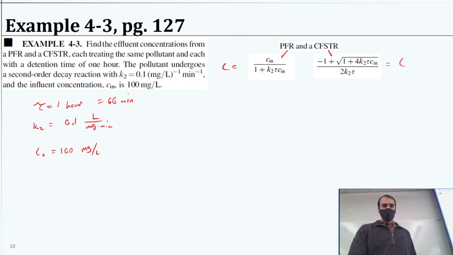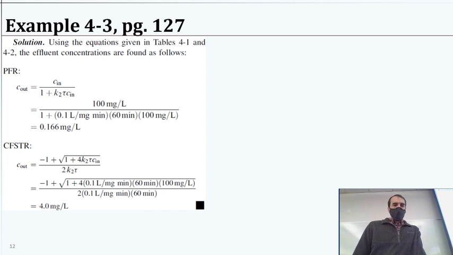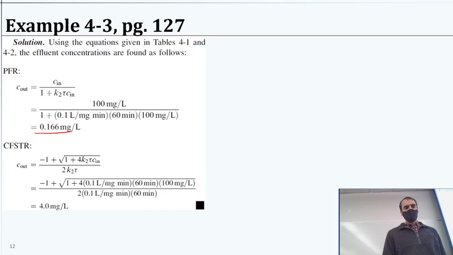And so I'm just going to let the book do that for us since we've got the equations put in there. The solution it provides, and it doesn't give anything more complicated here, looking for what concentrations are coming out in this setup: 0.166 milligrams per liter for the plug flow reactor and 4.0 milligrams per liter for the CFSTR. Is that what you guys got?